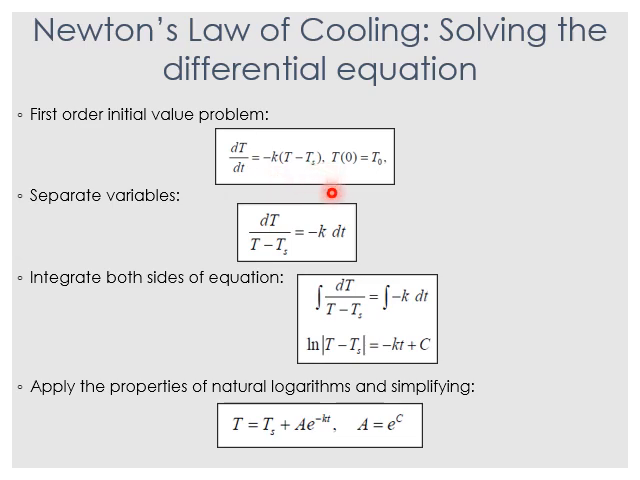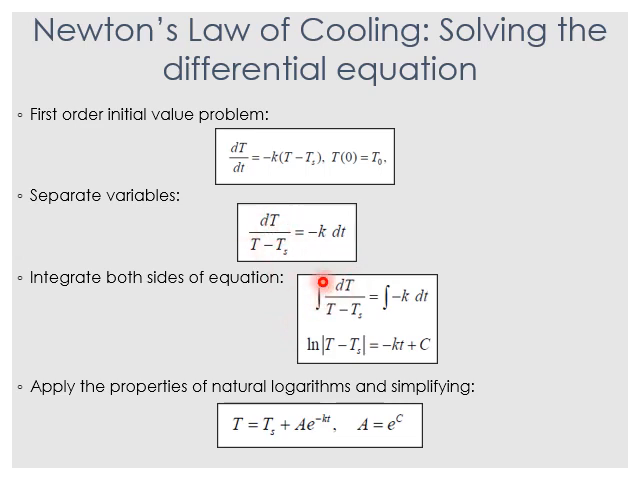Our objective is to separate the temperature and time, the capital T and the small t. We will put the capital T on the left hand side, and the small t, which is only dt, on the right hand side. So we start with this one, we separate, and we get d capital T divided by T minus Ts is equal to negative k dt. So now we will have to integrate both sides of the equation here.